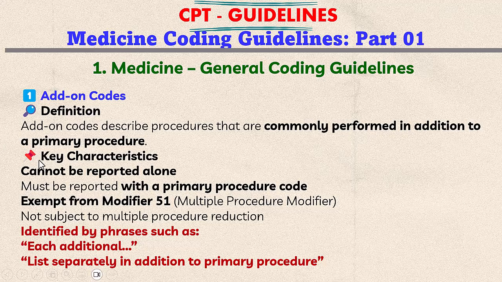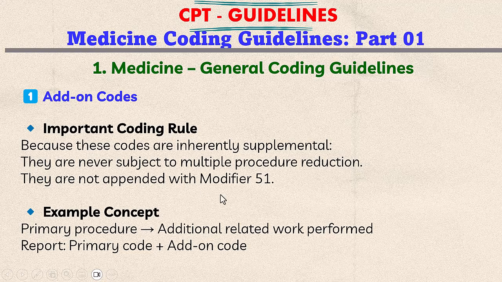The key characteristics: they cannot be reported alone. They must always be reported with the primary procedure code. They are exempt from modifier 51. They are not subject to multiple procedure reduction. They are identified by phrases such as "each additional" and "list separately in addition to primary procedure."